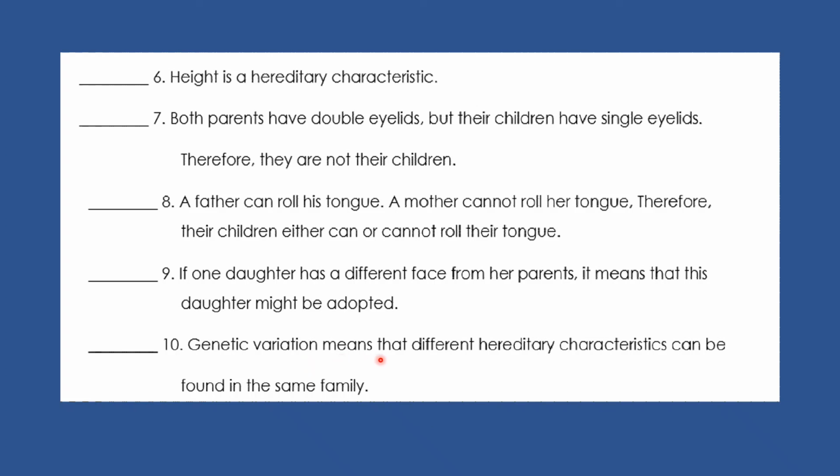And for number 10, genetic variation means that different hereditary characteristics can be found in the same family. When we say genetic variation, it is the differentiation of genes, meaning that different hereditary characteristics can be found in the same family. Is it check or wrong?